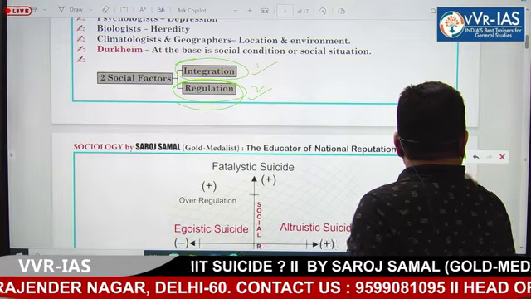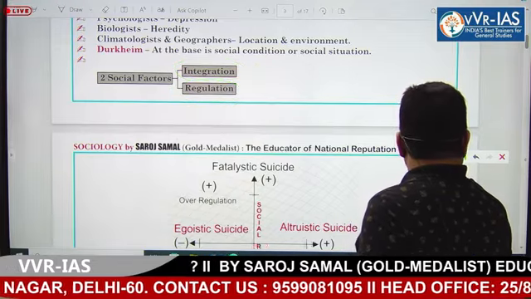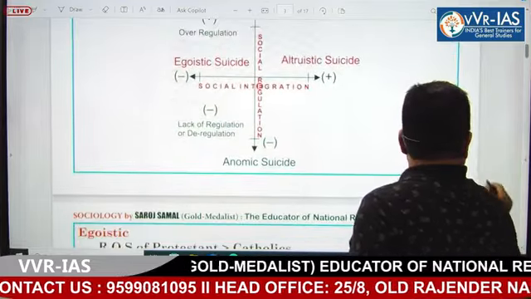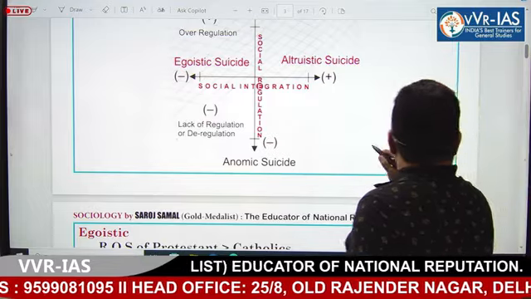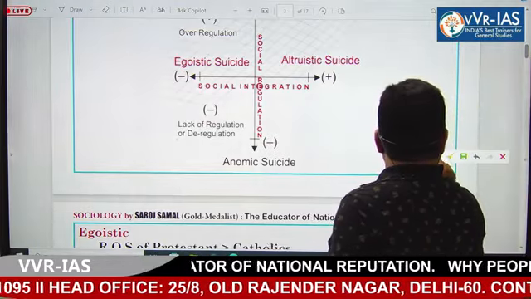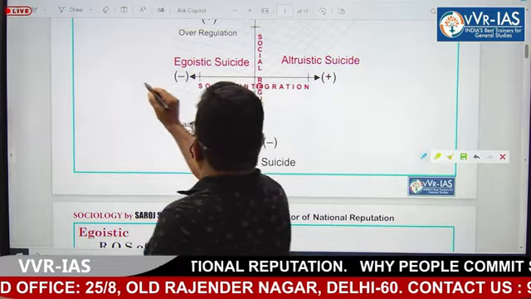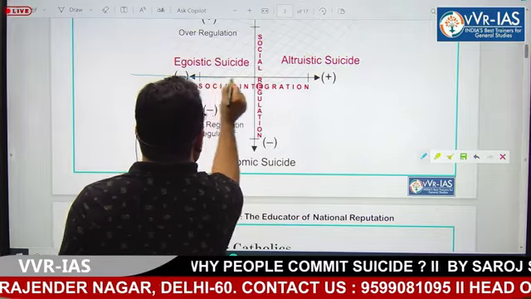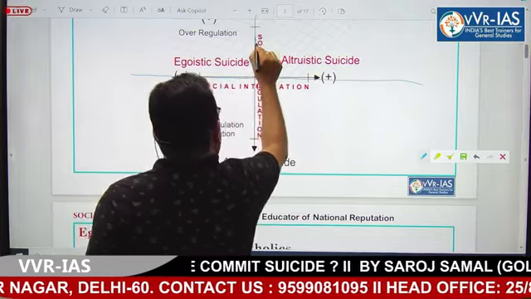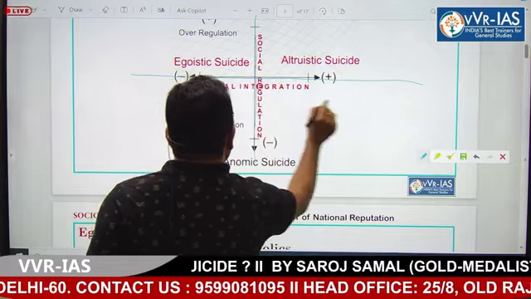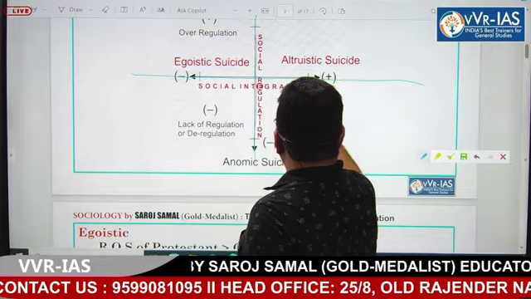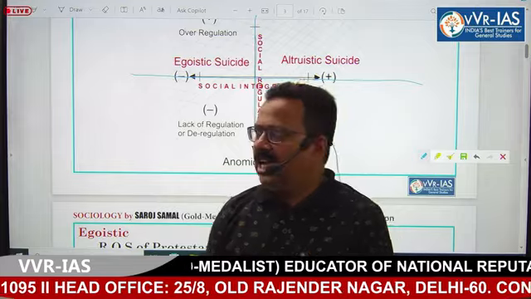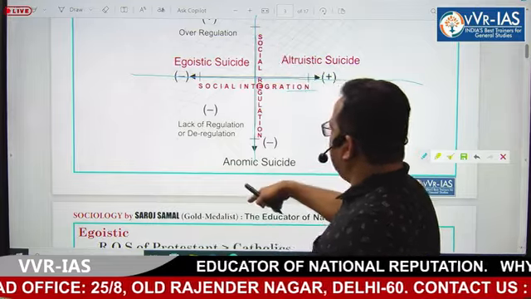So, you see, right now come to this. This is the x-axis. And this is the y-axis. On the x-axis, Durkheim took social integration, as I have mentioned. Then Durkheim has taken social regulation on the y-axis.